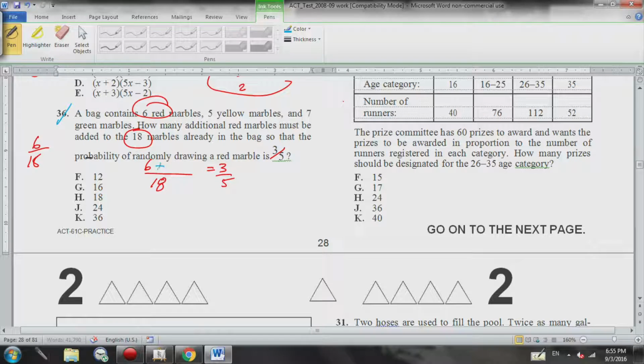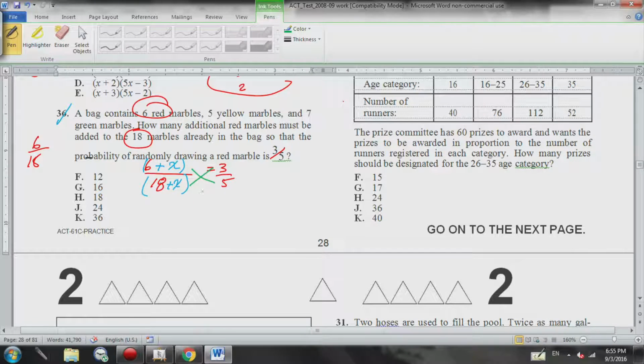You're going to have to add a certain number of them, but that will also increase the total number of marbles in there. So you're adding a certain number of red marbles, x. That will increase the total number by x, and it will also increase the total number of red marbles. So you have to solve for x. Here, you solve this by cross multiplication.